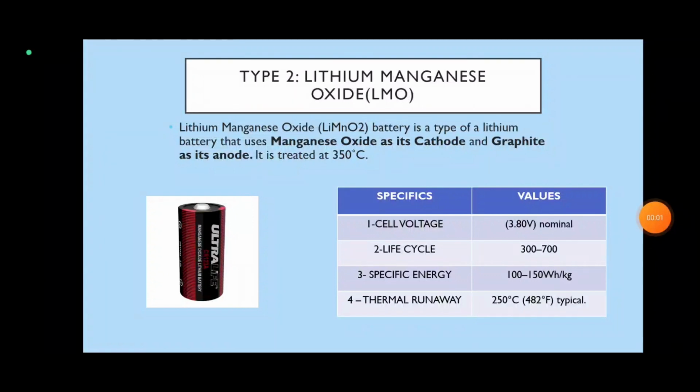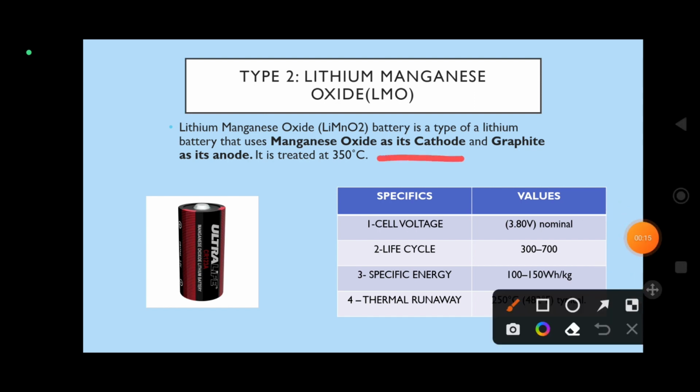Myself Sumit Sonavne, roll number 62. I am going to explain the second type of lithium-ion battery, that is lithium manganese oxide battery. This type of battery has separate categories of batteries which use manganese oxide as its cathode and graphite as its anode, which is treated at 350 degrees Celsius. This is the 3D representation of lithium manganese oxide battery.